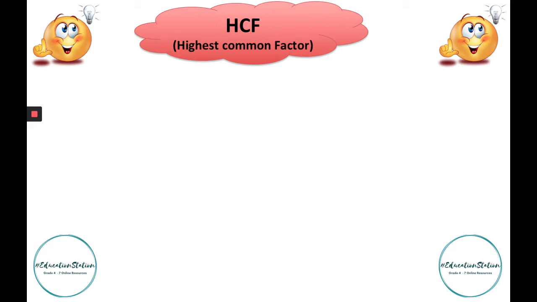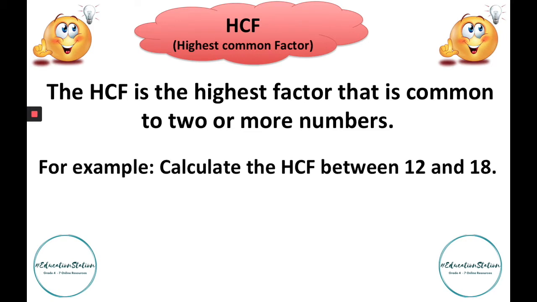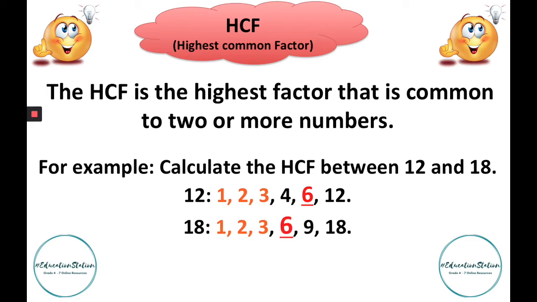So boys and girls, therefore we're going to go to highest common factor, and the word you need to concentrate on here is common, which means the same. Now, the highest common factor is the highest factor that is common in two or more numbers. So, for example, let's calculate the highest common factor between 12 and 18. So, the factors of 12 would be 1, 2, 3, 4, 6, and 12. And the factors of 18 will be 1, 2, 3, 6, 9, and 18.